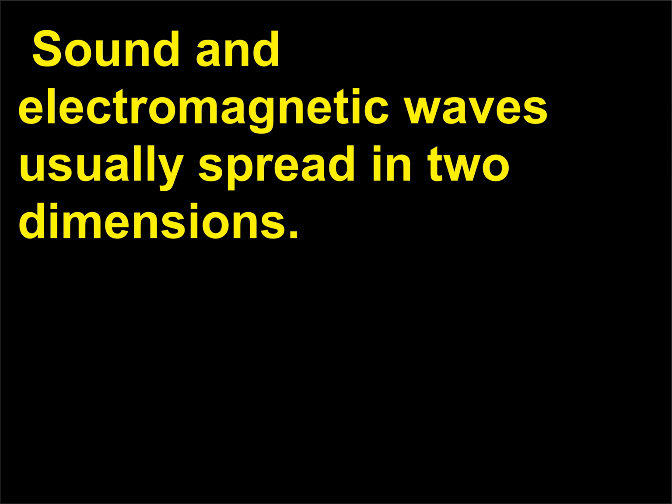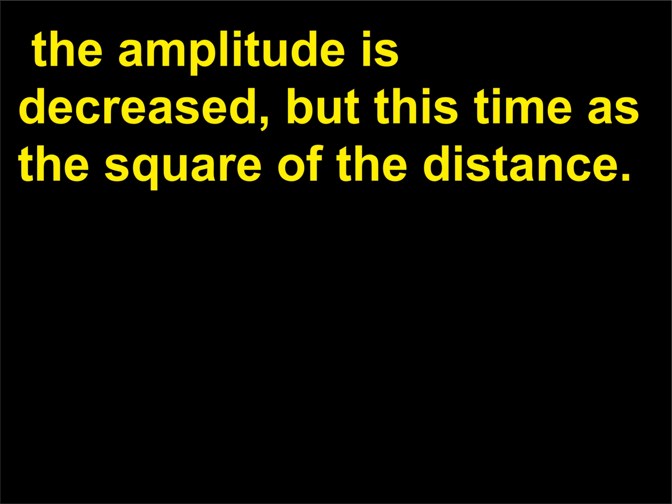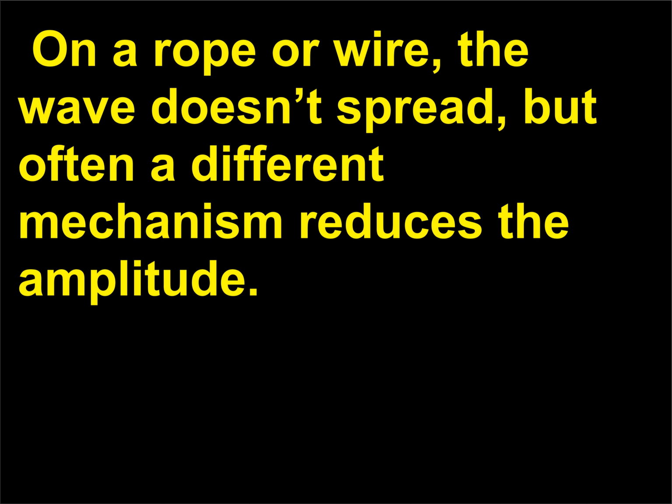Sound and electromagnetic waves usually spread in two dimensions. Again, as they spread, the energy carried is also spread, so as the distance from the source is increased, the amplitude is decreased, but this time as the square of the distance. On a rope or wire, the wave doesn't spread, but often a different mechanism reduces the amplitude.